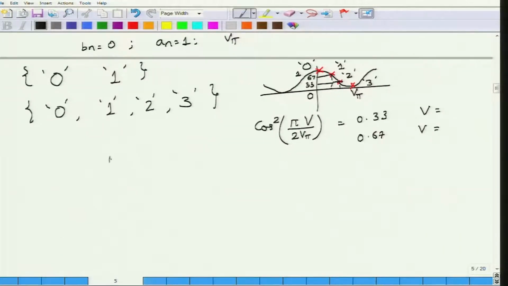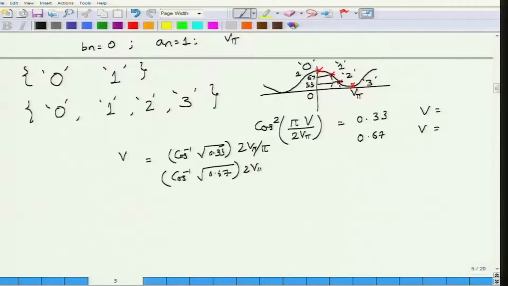So, what you have to find is pi V by 2 V pi must be equal to cos inverse of square root of 0.33, cos inverse of square root of 0.67, right. The corresponding value of V will be, so this entire thing must be multiplied by 2 V pi divided by pi.